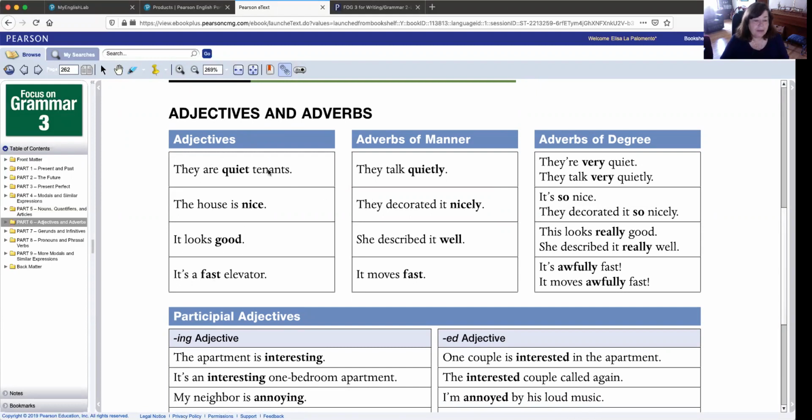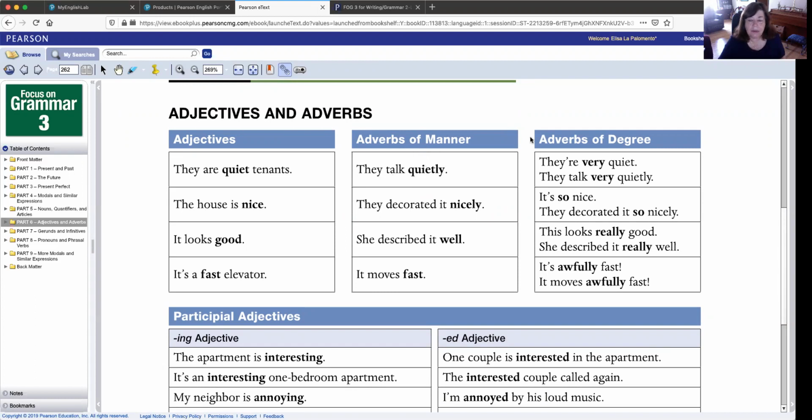Adjectives describe nouns. So this one, they are quiet tenants. The word quiet is the adjective and it describes the tenants. What kind of tenants are they? They are quiet tenants. But look at this. This is an adverb. They talk quietly. Quietly, very similar word, but you notice it has an ly at the end. And we mentioned this in class that many times an adverb has an ly at the end, but not all the time. And not every word that has an ly is an adverb. I may have said adjective before, I'm sorry. They talk quietly. The word quietly is an adverb that tells you in what way they talk.